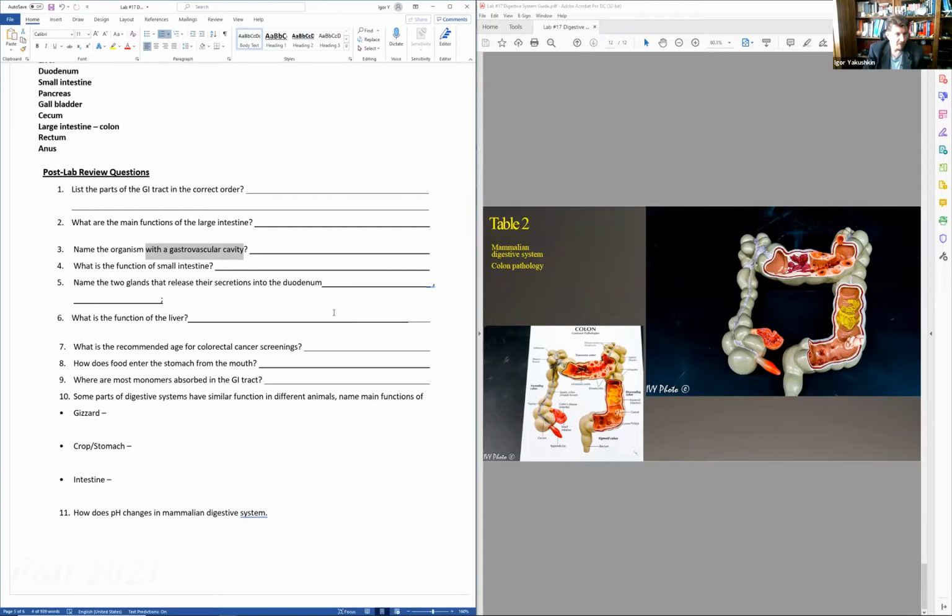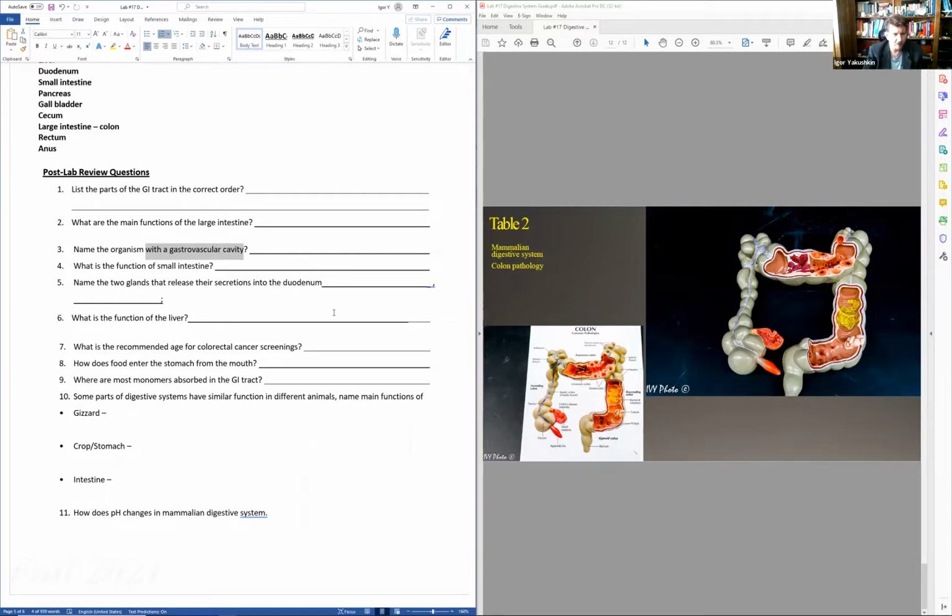How does food enter the stomach from the mouth? Through the esophagus. Where are most monomers absorbed in the GI tract? That would be the small intestine. Some parts of the digestive system have similar functions in different animals. Name the main function of the gizzard.